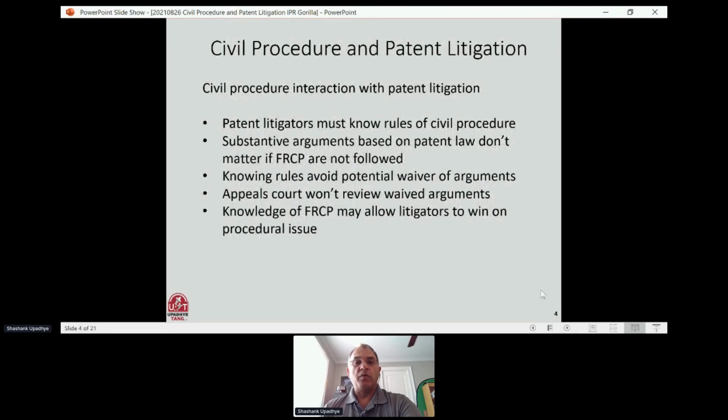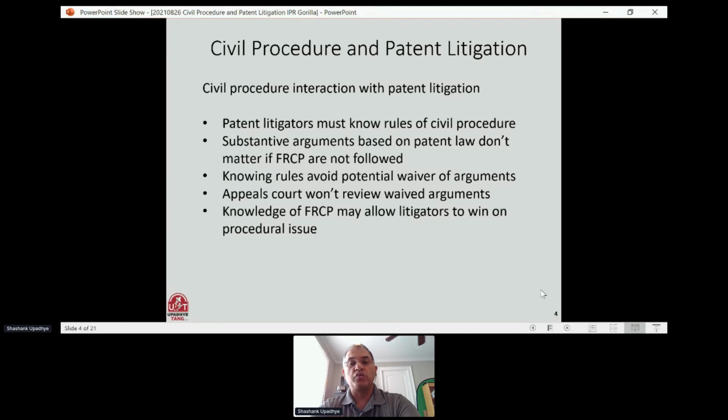So if we think about, well, why does a session like this matter? Well, all patent litigation is based in the courtroom. And as a consequence, the courtroom rules of civil procedure will apply. Now, most patent litigators know the rules of civil procedure, but many times patent litigators will try to make substantive arguments based on the patent law. But those don't matter if the federal rules of civil procedure are not followed, because again, at the end of the day, the trial court is going to be running his or her courtroom using those rules of procedure.